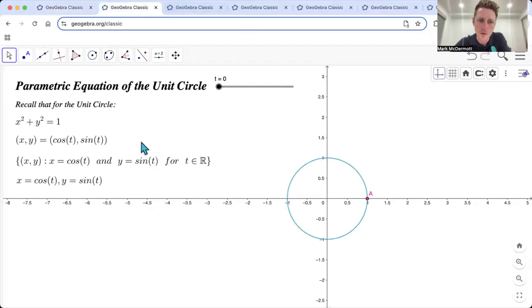What we're going to first talk about is the parametric equation of a unit circle. So recall that for the unit circle, this is the relation that is satisfied. It says x squared plus y squared equals 1.